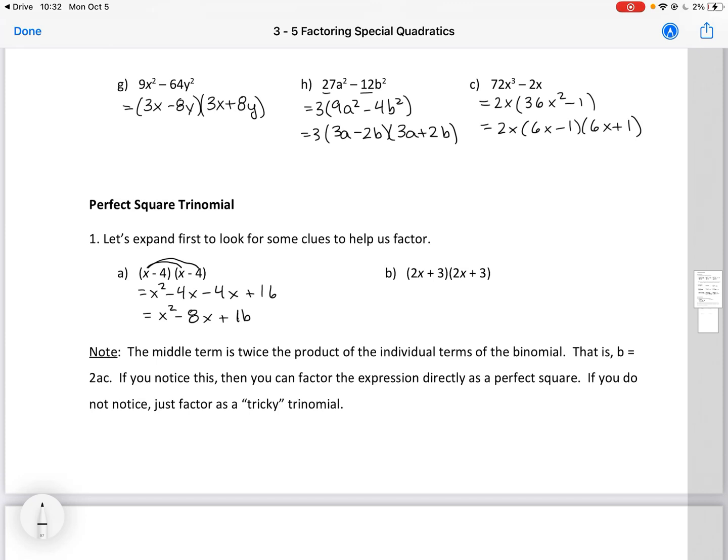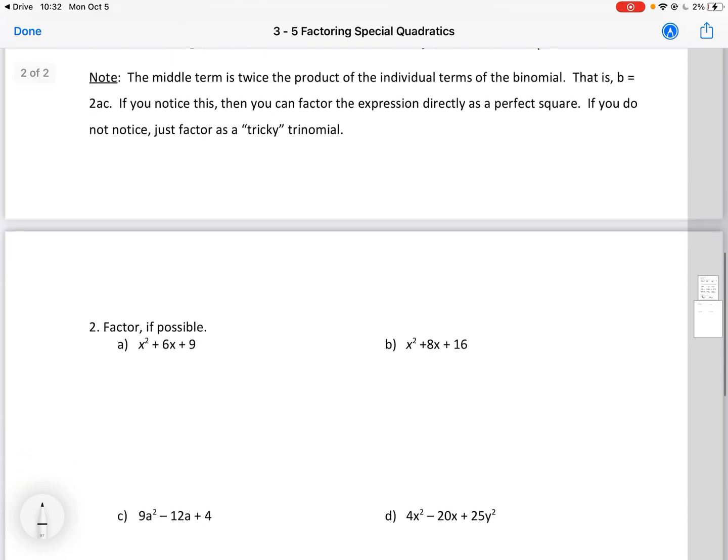Which happens to be twice the product of the terms of the binomial. And my last one, now I've got 4x squared plus 6x plus 6x plus 9. And then simplifying that, I'm going to get 4x squared plus 12x and then plus 9. So my middle term is there. So b is equal to 2 times a times c. If you notice that, then you can factor the expression directly as a perfect square. If you don't notice, no big deal. You just have to factor as a tricky trinomial.